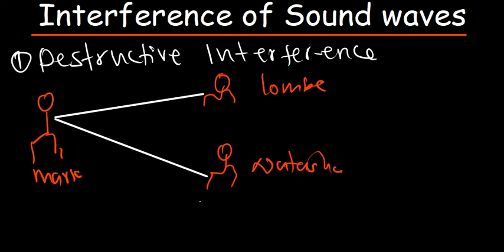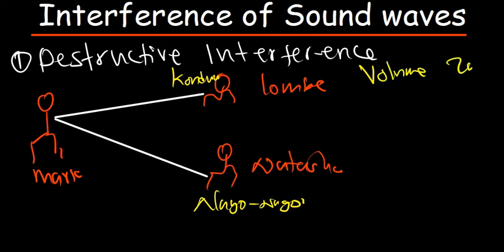There is music coming from Lombe and there's also music coming from Natasha. Mark has to listen to both songs, which are being played by Lombe and Natasha. Let's say Lombe is playing a song by Yo Maps and Kondwa, and Natasha is playing a song by Chirewan Nayo Nayo. Let's say these two are using phones or maybe speakers. Lombe has increased the volume all the way to 20, and Natasha has increased the volume all the way to 15.